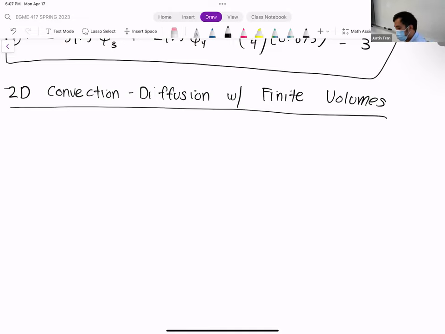All right. So the algebra for this is going to get a little bit hairy. There are a lot of terms to keep track of, but just remember that we're going through the same process that we did before. We're going to start with our governing equation, apply integrals to the entire equation, apply our integration rules, and eventually get to a place where we have coefficients for each of the neighboring cells.